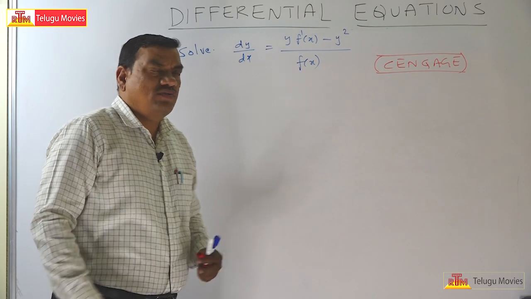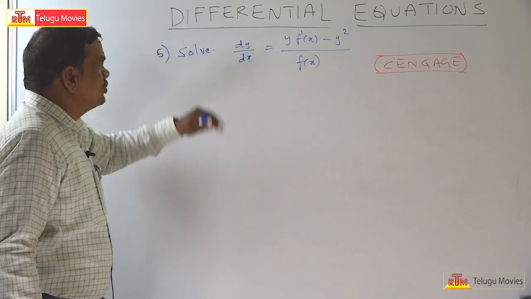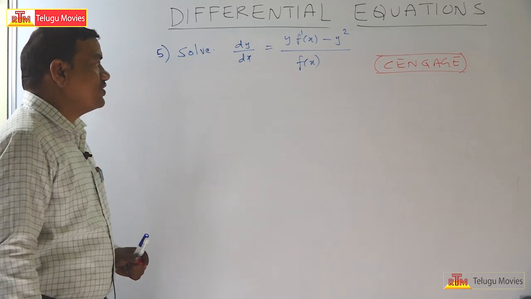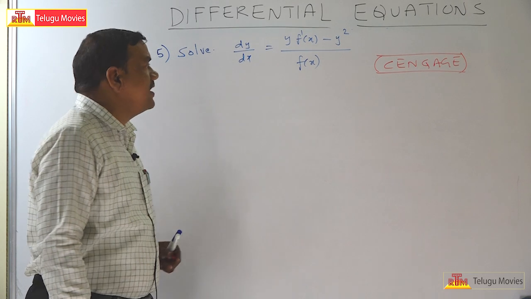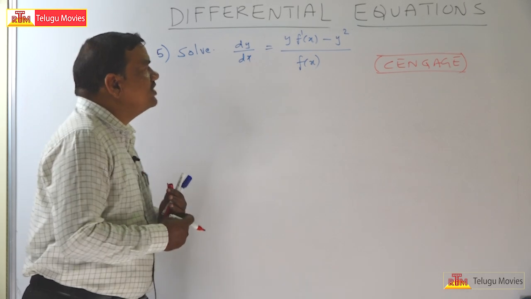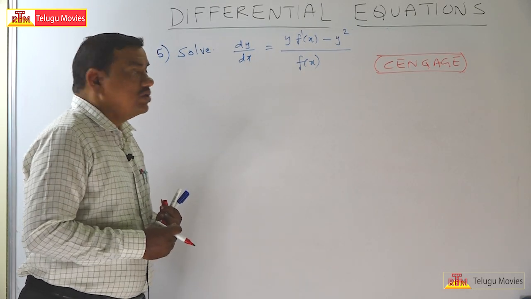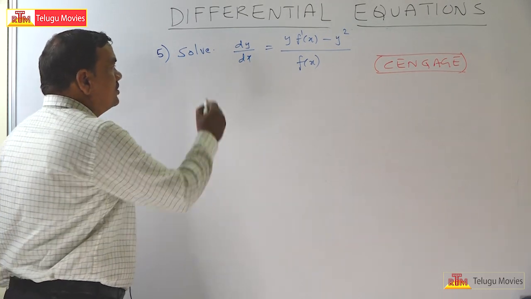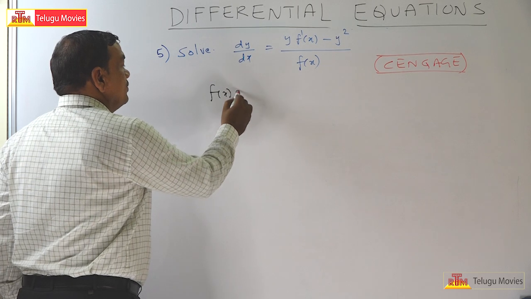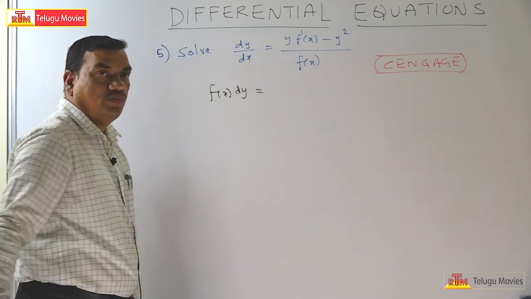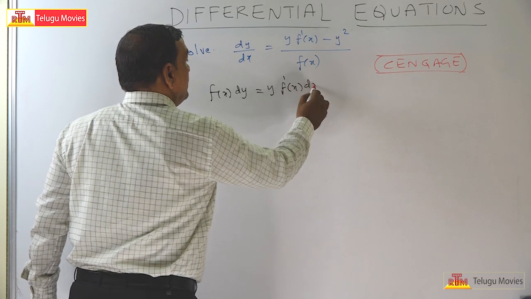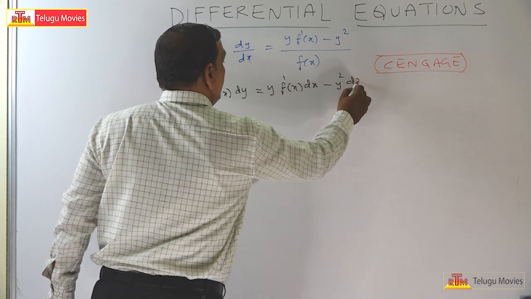Welcome to this problem. It is also a very nice problem. Solve dy by dx is equal to y times f dash of x minus y square by f of x. Then how to solve this problem? The one thing I will do now is cross multiplication. So f of x into dy is equal to y into f dash of x into dx minus y square into dx.